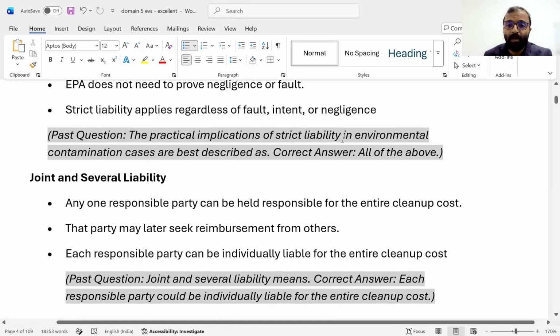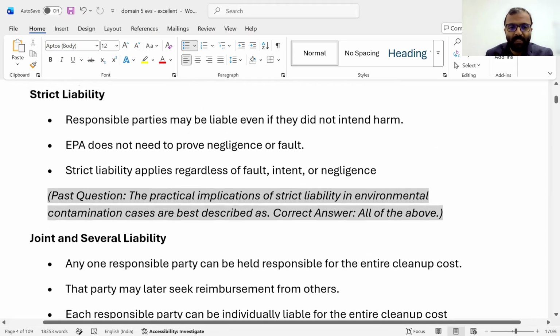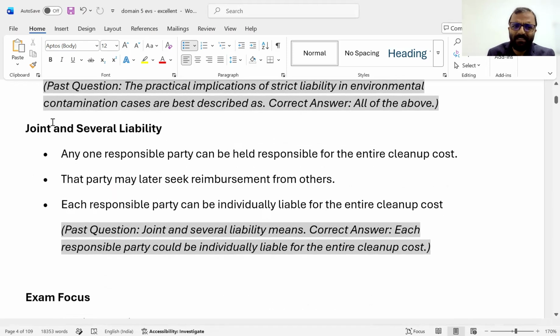A past question is also there, very important: the practical implementation of strict liability in environmental contamination cases is best described as all of the above. So these are the three points you have to remember. Just remember the concept, that's enough.